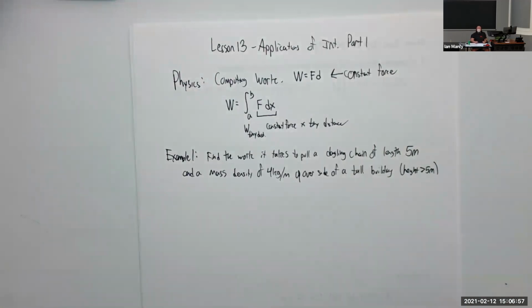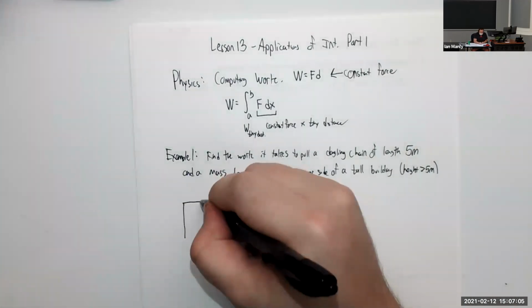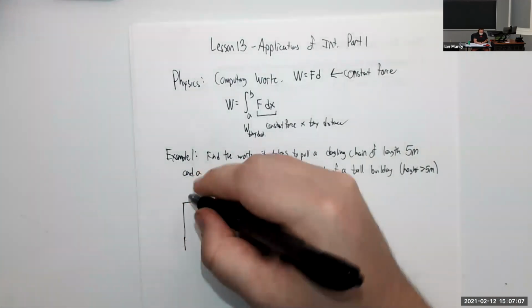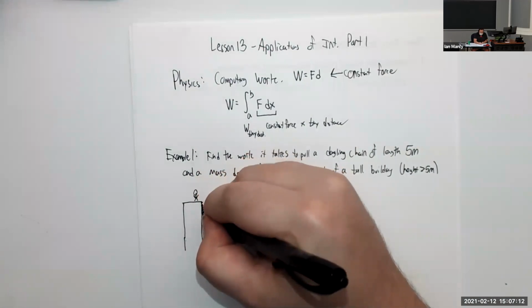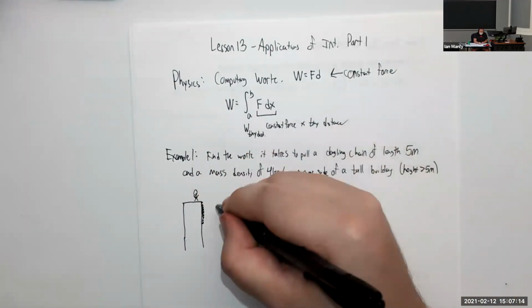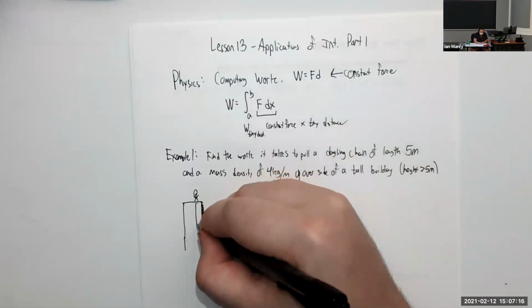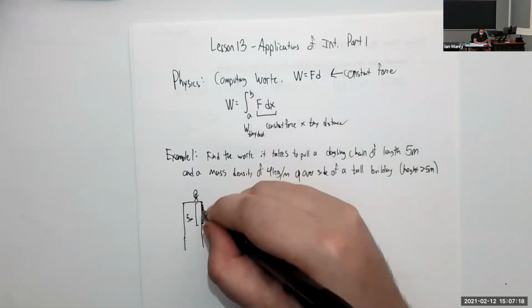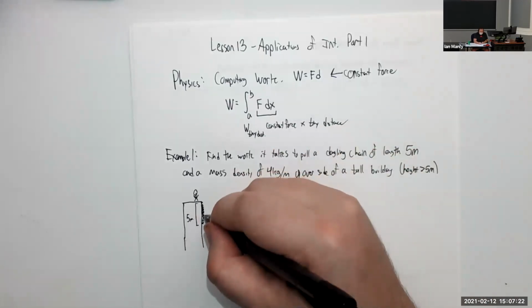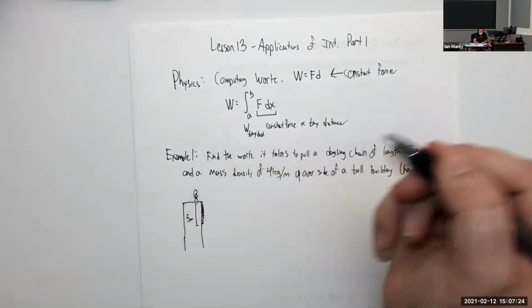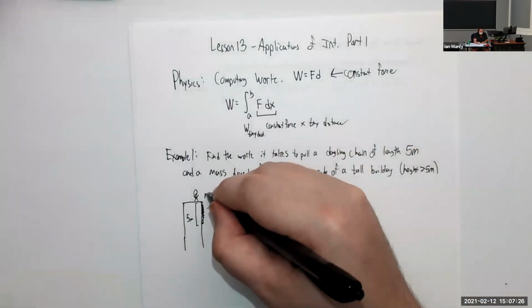All right, with any kind of applied problem, both the volume ones we've done before and these new physics problems, I highly recommend that we draw a picture. So let's say we have our tall building here, right? And we have our person on the top, and there's the chain. So here's the chain right here. And it extends down 5 meters, but the building is longer than that. And we want to figure out the amount of work it's going to take to pull all of this chain up over the top of the building.